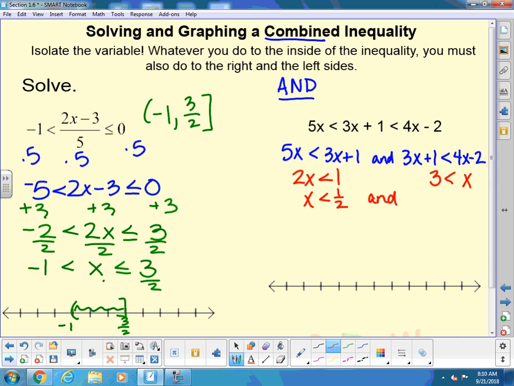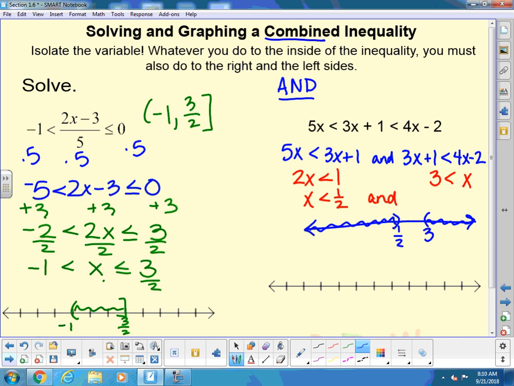Okay, so again, an "and" statement, you can think of your number line. I have x is less than 1/2, so I find 1/2, less than, parentheses opening to the left would shade this way. This is x greater than 3, so 3, parentheses opening to the right, shade that way.